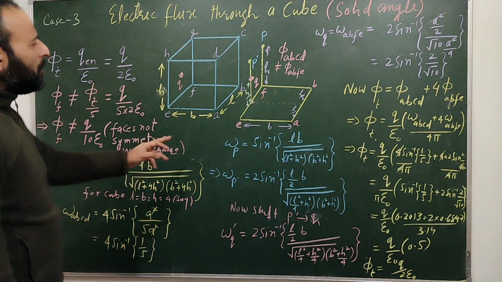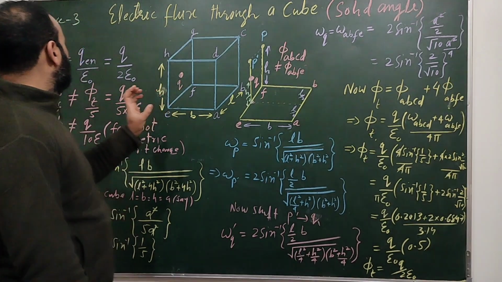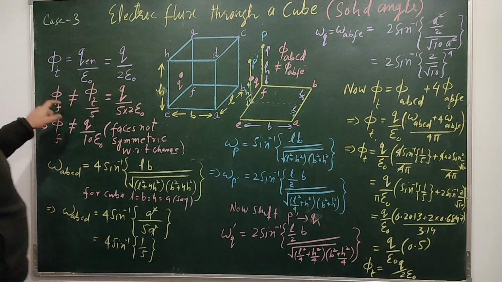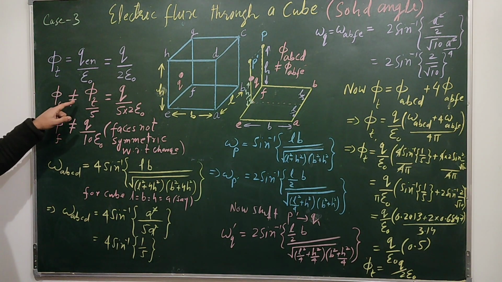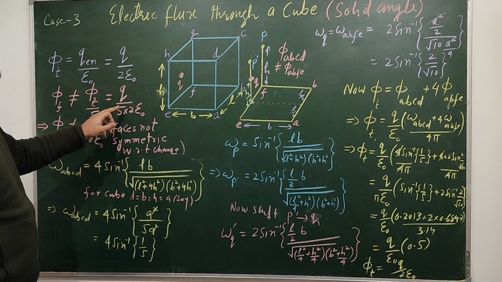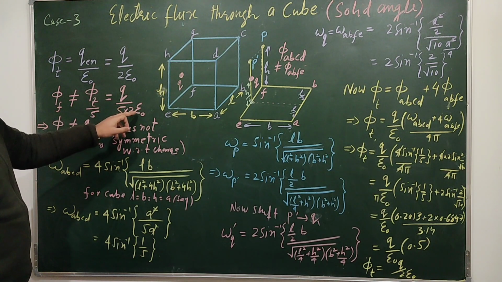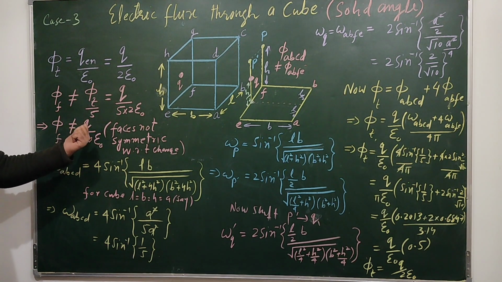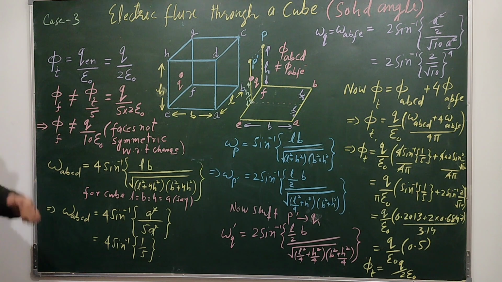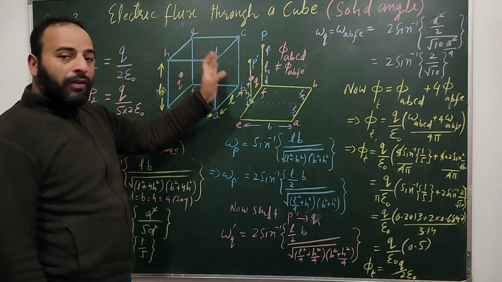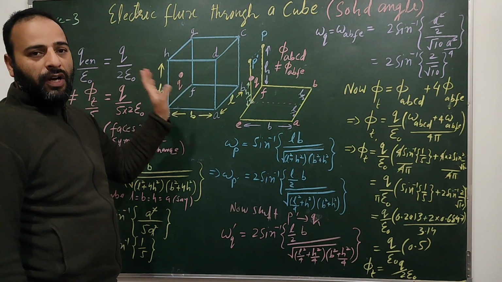But is the flux through each face of the cube equal to the total flux divided by 5? Can we write flux through each face is equal to flux total divided by 5? No, this is not the case. So it is not equal to Q divided by 5 into 2 epsilon naught. That means the flux through each face is not equal to 1 by 5th of the total flux, that is Q divided by 10 epsilon naught. Why? Because all the faces are not symmetric with respect to the charge.